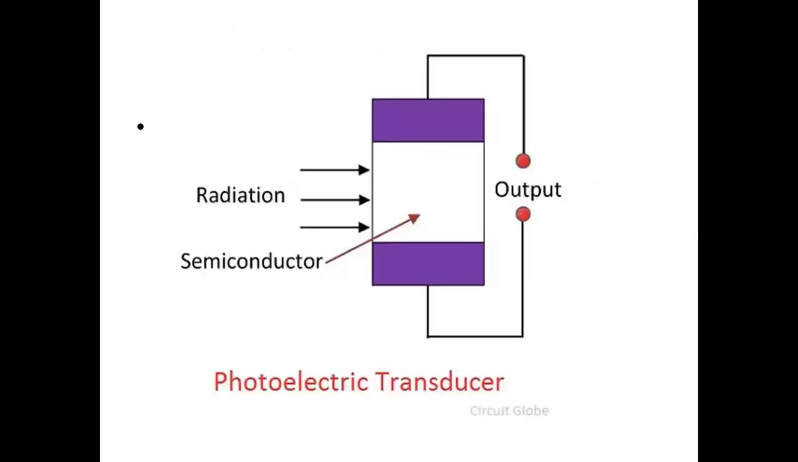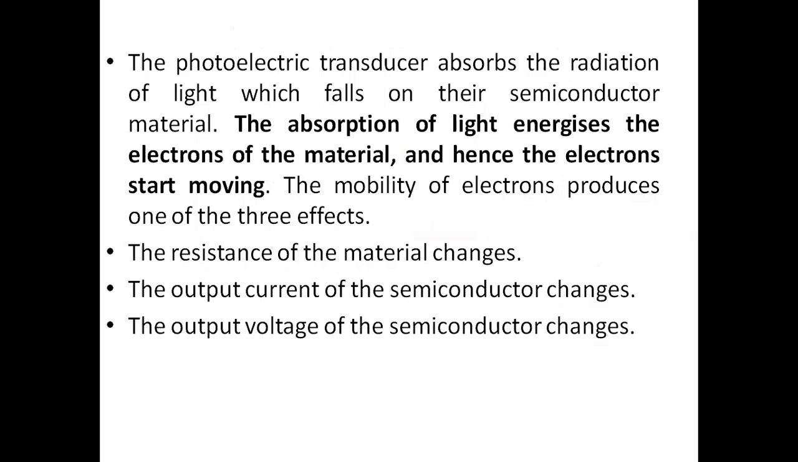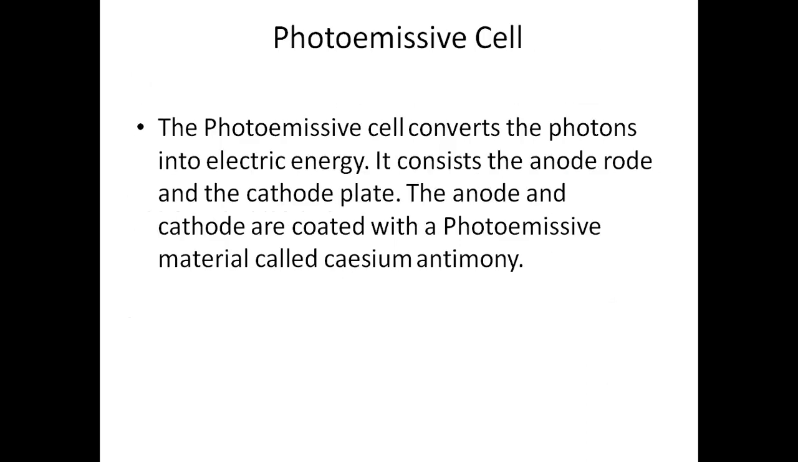This is the diagram which shows the scheme of the semiconductor material. It will have radiation, a semiconductor material, and we are able to have an output from it. The photoelectric transducer absorbs the radiation of light which falls on the semiconductor material. The absorption of light will energize the electrons of the material and the electrons will start moving. The mobility of electrons produces one of three effects: the resistance of the material changes, the output current of the semiconductor changes, or the output voltage of the semiconductor changes.